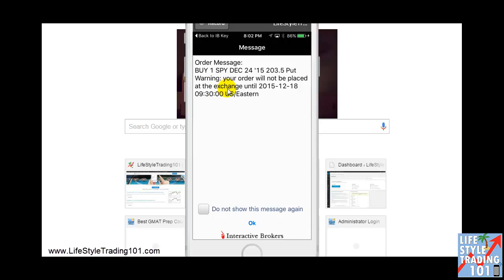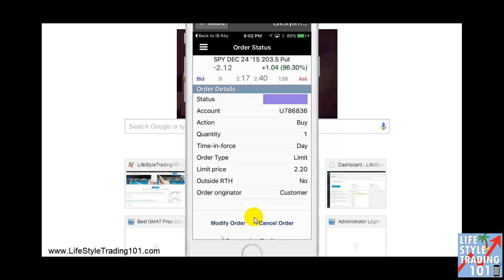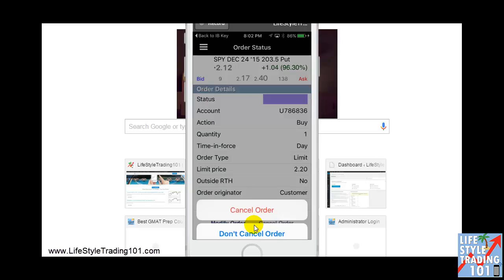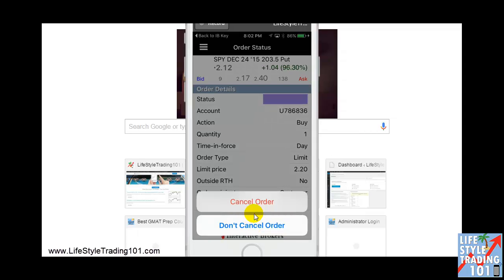and here it would not be placed until the following day, which is the next day at 9:30 when the market opens. So you could just click do not show this message again. That's just telling you that it's not trading right now. So now you have the status. Usually it'll say filled here, but right now it's just purple saying that it's not currently traded. If you want, you can cancel the order or you can modify the order. Up to you. In this case, I'll just cancel it.